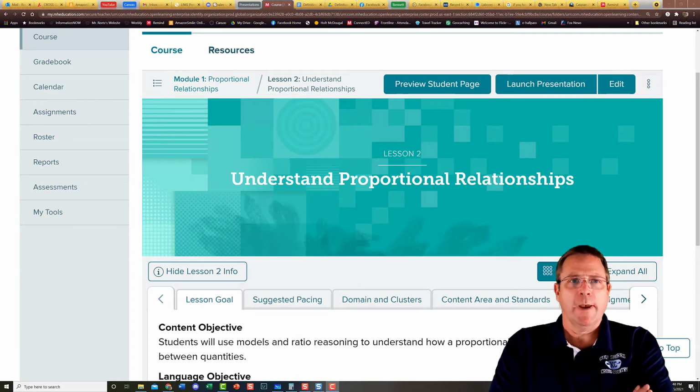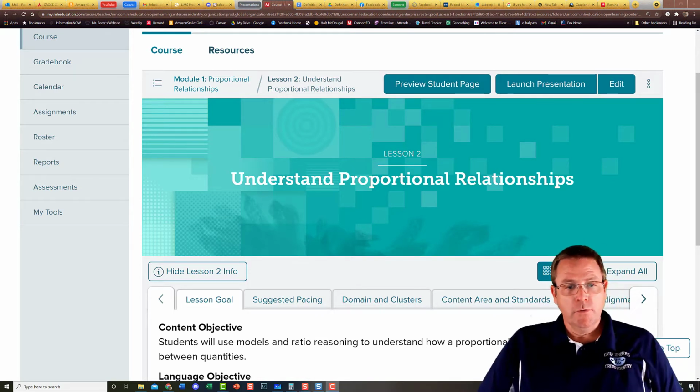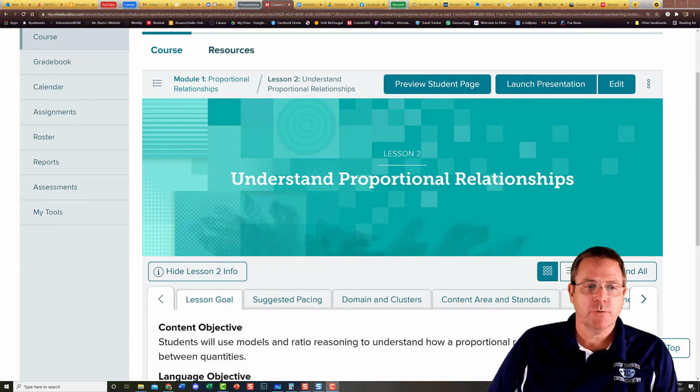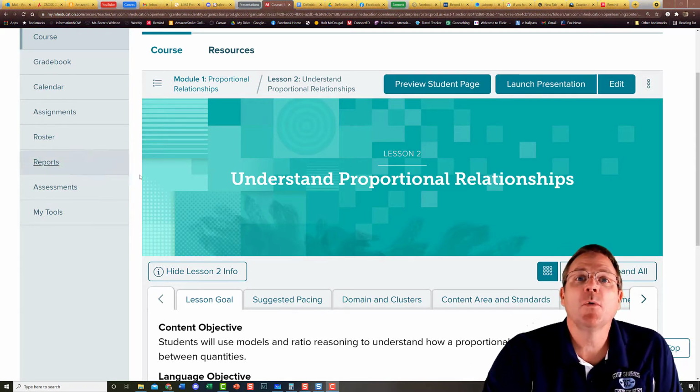Alright folks, we are back for Chapter 1, Lesson 2, Understand Proportional Relationships. For this one, students will use models and ratio reasoning to understand how a proportional relationship can exist between quantities.